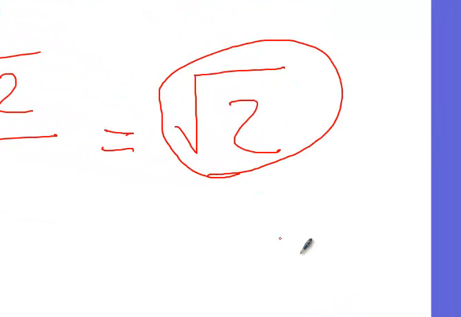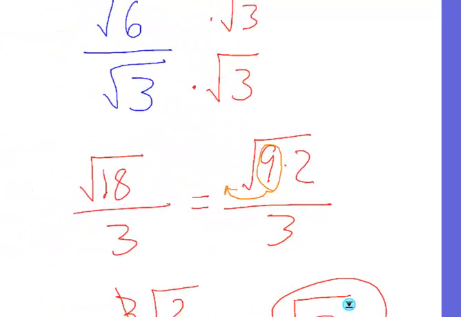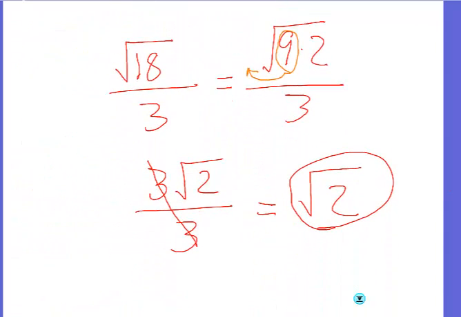This is a nice problem because a lot of stuff cancels. It's also the most difficult because it's the most steps. First you rationalize. Then you simplify the square root using your perfect squares. Then again, you keep simplifying until you can't simplify anymore. 3 divided by 3 is 1. You're just left with the square root of 2.